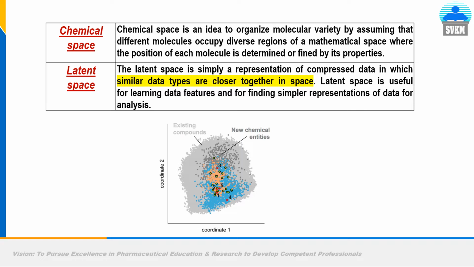Another word is latent space. Latent space means a representation of compressed data. Latent means hidden, dormant, not active. So here in terms of deep learning, the meaning of latent vector or latent space is to compress the features of particular input without any harm or without losing the identity or the inherent meaning of the input data. So latent space is useful for learning data features and for finding simpler representation of data for analysis.